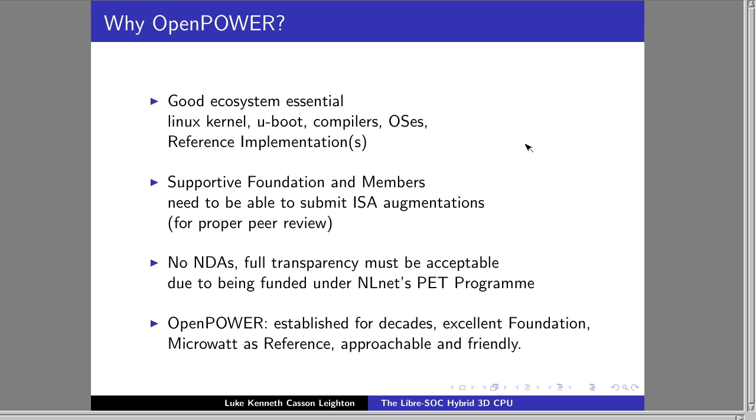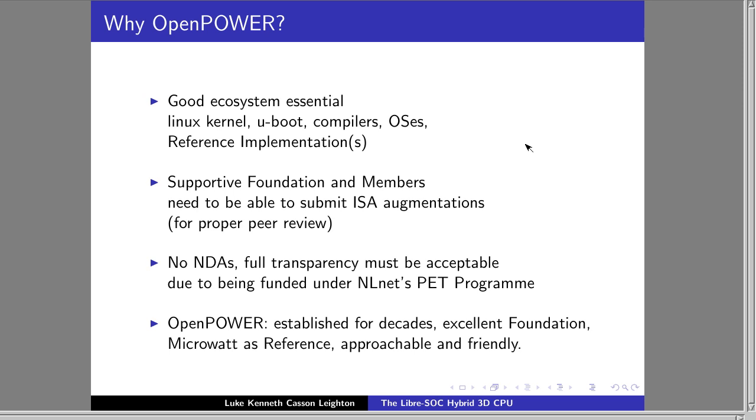We need to be able to submit instruction set augmentations because we're doing this. We're not, I'll explain later on, messing about. We're doing actual augmentation of the OpenPOWER instruction set, and we need to be able to submit augmentations for proper review. But we also need peer review, transparent peer review, in order to accelerate the process of development.